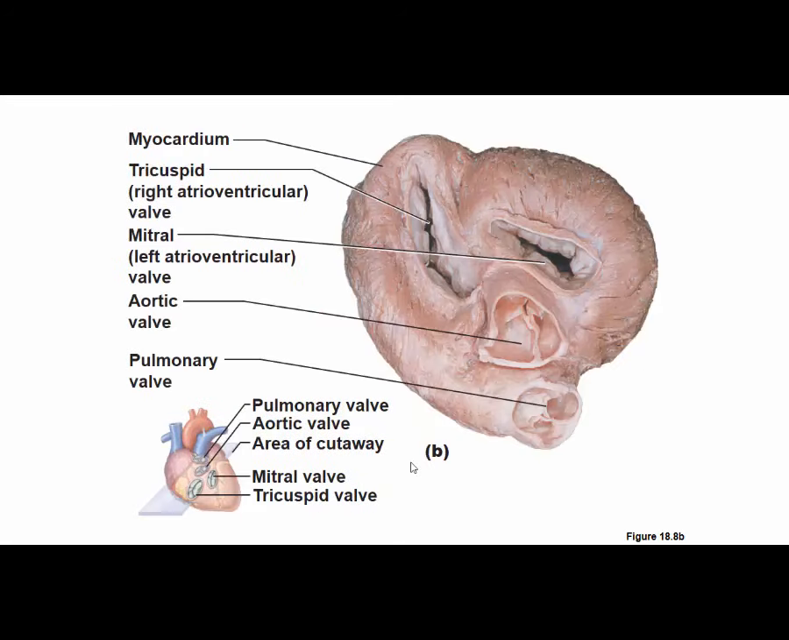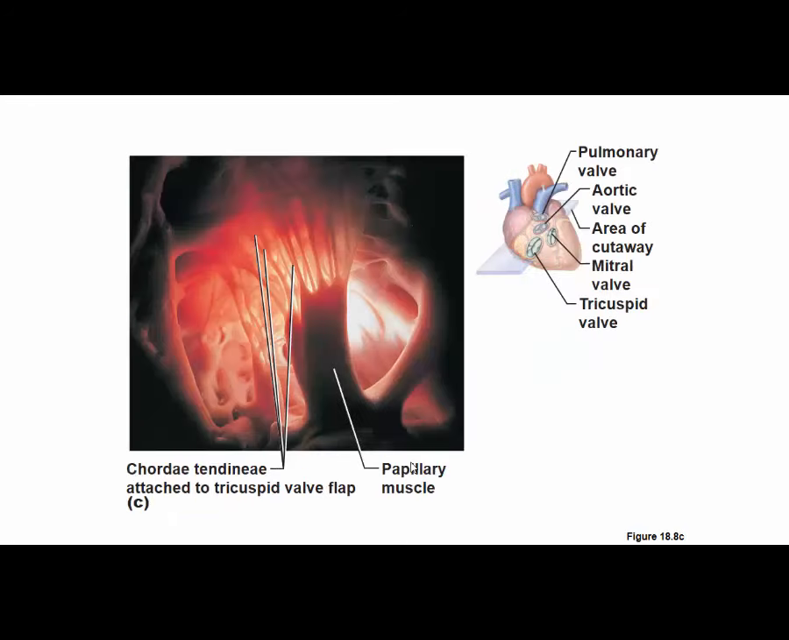So this is what an actual human heart looks like. You can see the valves there. There's the chordae tendineae and the muscle that the chordae tendineae attach to, which are called papillary muscles.